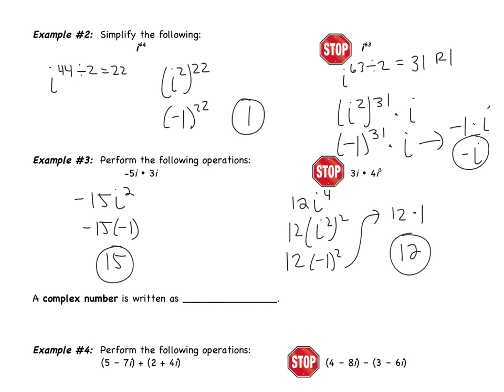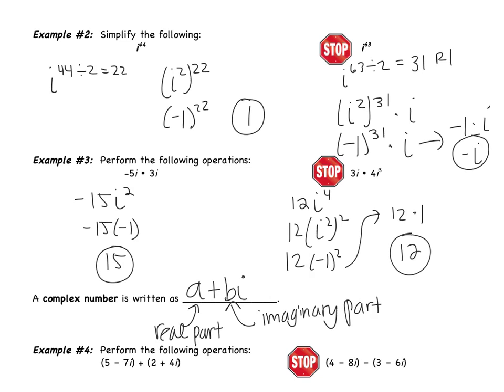Hopefully you got that. If you made a mistake, that's okay. We again will practice some more tomorrow. So that's imaginary numbers. Imaginary numbers are leading us into complex numbers. So a complex number is written as a plus bi. a is called the real part. b is called the imaginary part because it has the i.